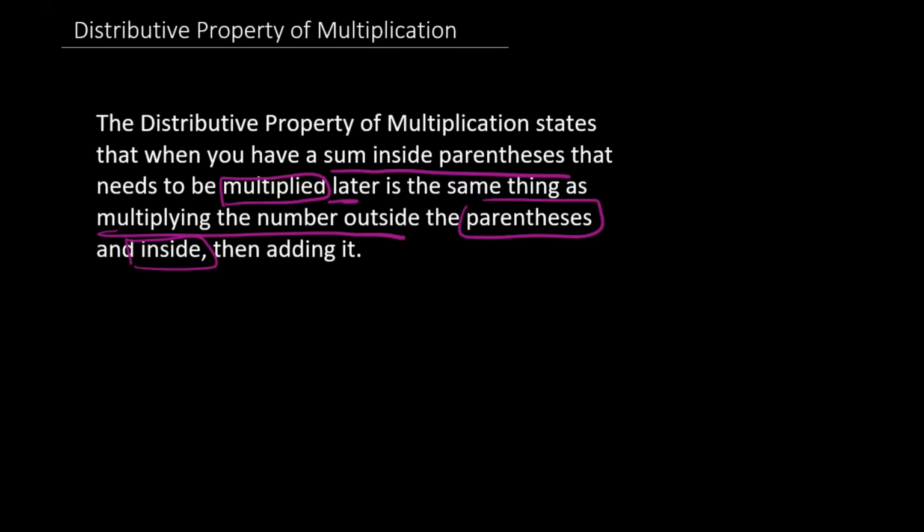This might seem a little confusing, but I'll explain it to you. So the sum inside the parentheses, let's just say A plus B. And the multiplied number would be C. So if A and B are in parentheses and then C is outside, it's basically the same thing as multiplying C times A and adding it to C times B, and you'll still get the same answer.